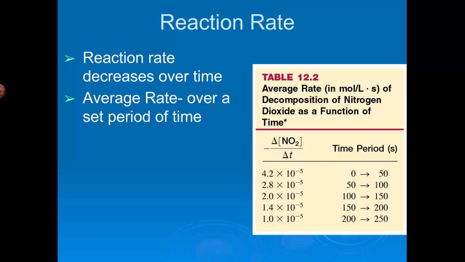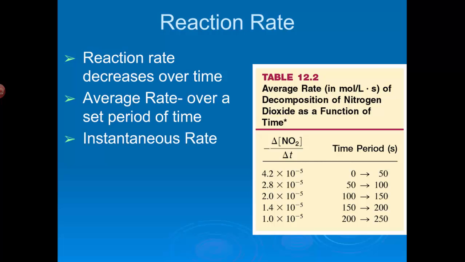That has a lot to do with the fact that as reactants react, there's fewer of them to interact with one another, and so the likelihood of reactants coming in contact with each other to react to form products becomes less and less as you get fewer and fewer molecules of your reactants. So we tend to look at average rate over a particular period of time.